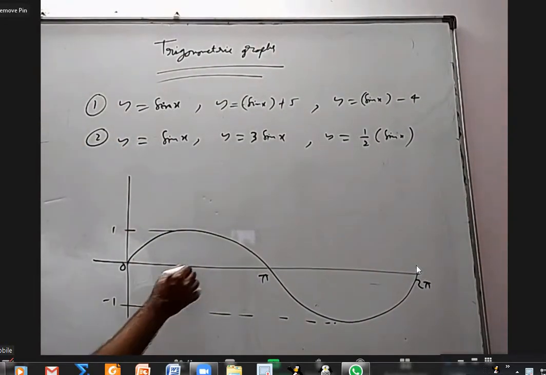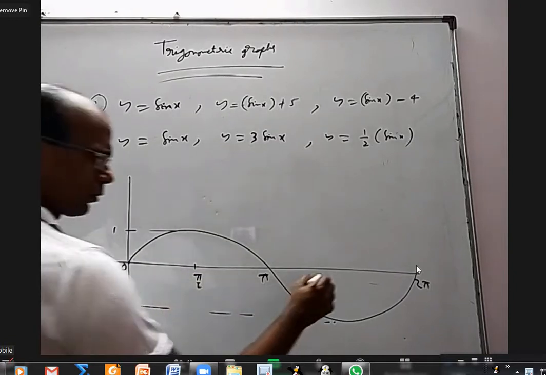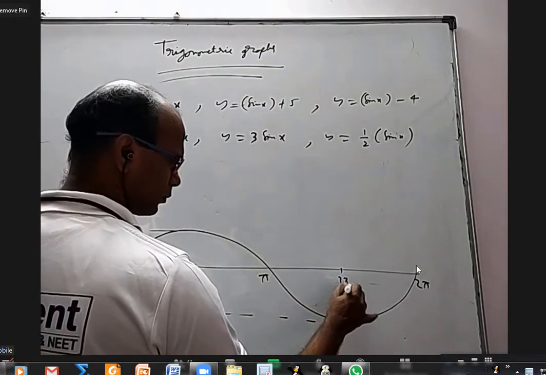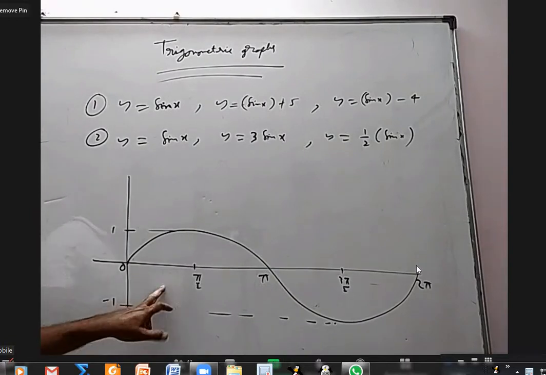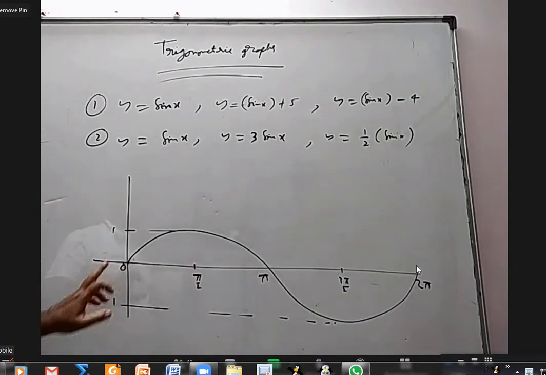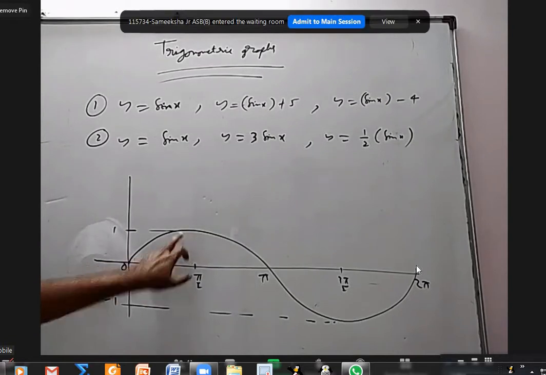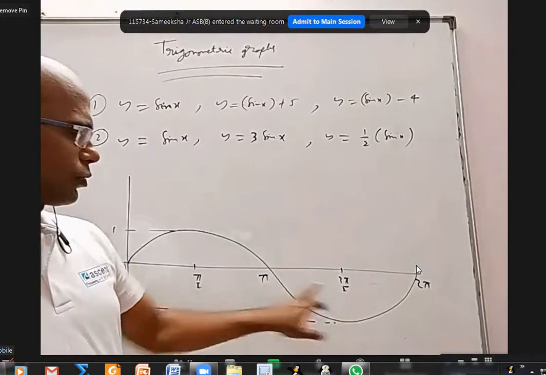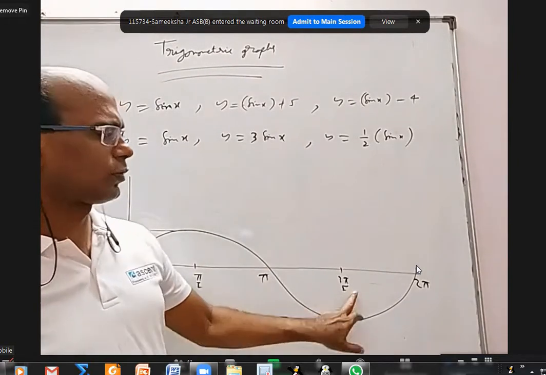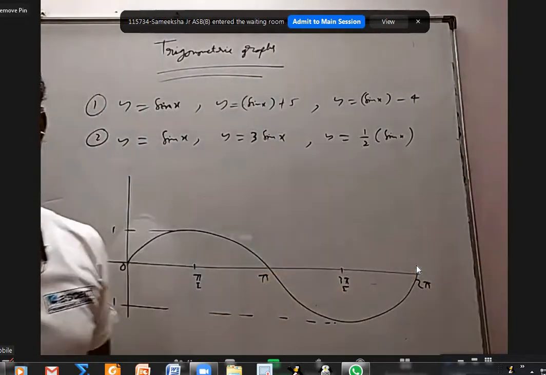For y is equal to sin x plus 5, the maximum is 6. Basically, the sin x graph is like this. Between 0 to 90, it goes from 0 to 1. Between 90 to 180, it goes from 1 to 0. Between 180 to 270, it goes from 0 to -1. Between 270 to 360, it goes from -1 to 0.